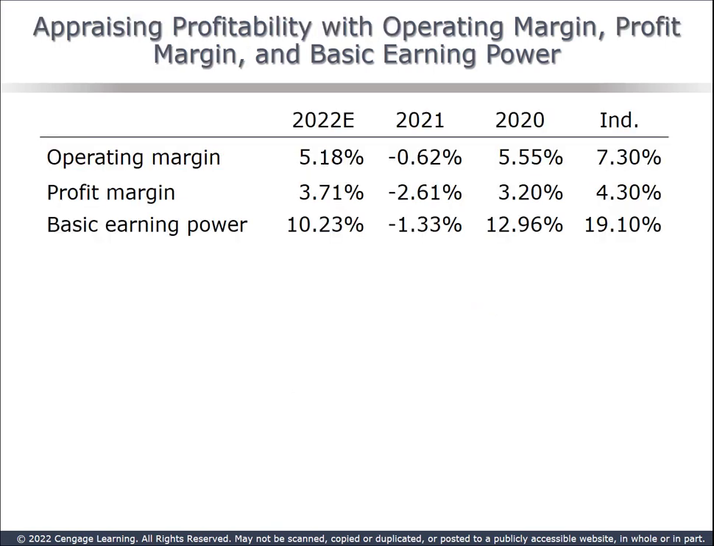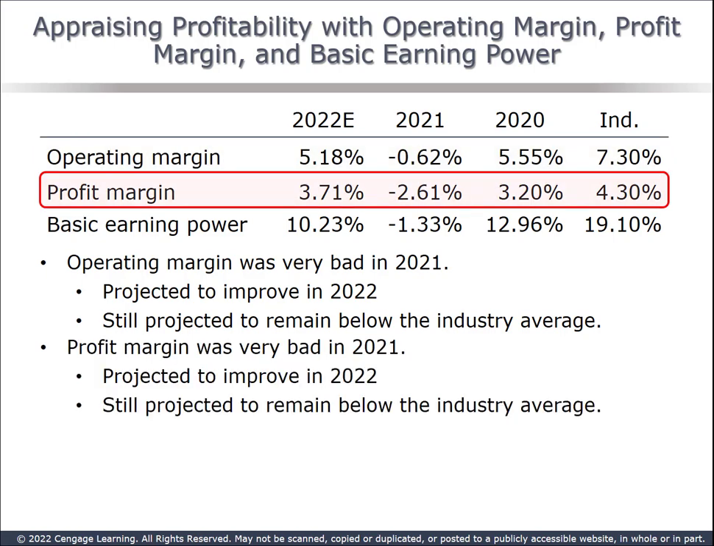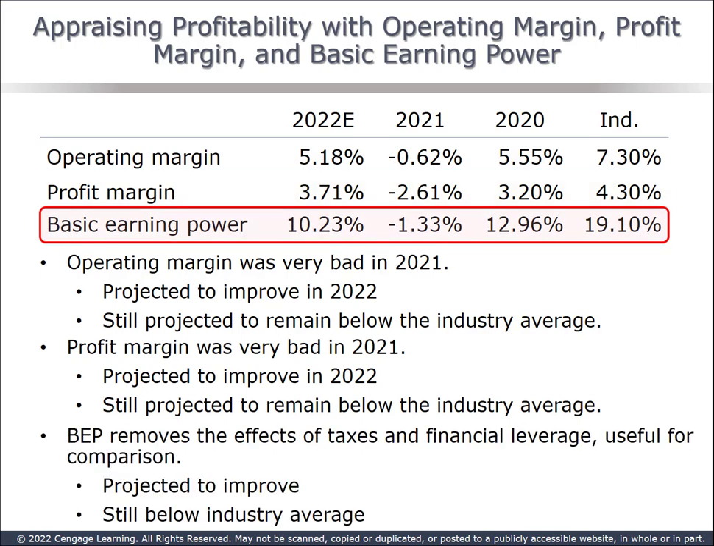And here are our comparisons across time and versus the industry. Operating margin and profit margin were very bad in 2021. Operating margin is projected to improve in 2022, but it's still projected to remain below the industry average. Profit margin is expected to improve significantly, but it is still below the industry average. As the slide says, basic earning power removes the effect of taxes and debt. While DeLeon has improved, they're still well below the industry.